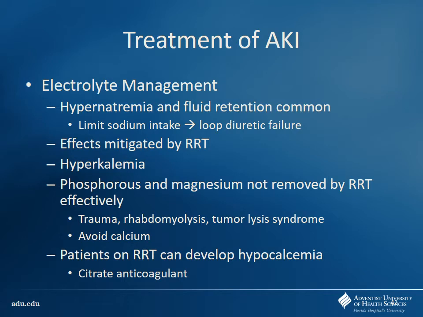Okay, so for electrolyte management, obviously they can get hypernatremia. So one of the things you can do is try to limit their sodium intake, right? So there's less sodium coming in. That may cause loop diuretics to work a little less effectively, because the less sodium getting filtered in the nephron, the less likely the loop diuretics work. Because again, they're working on that reabsorption of sodium and blocking that. So that can be one thing you run into. But mainly, if they're hypernatremic, hold off on how much sodium they're getting into their diet. That can be one thing.